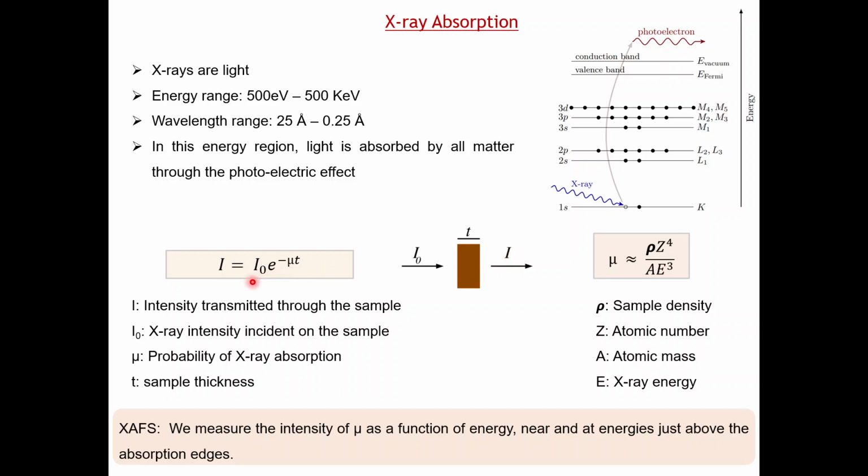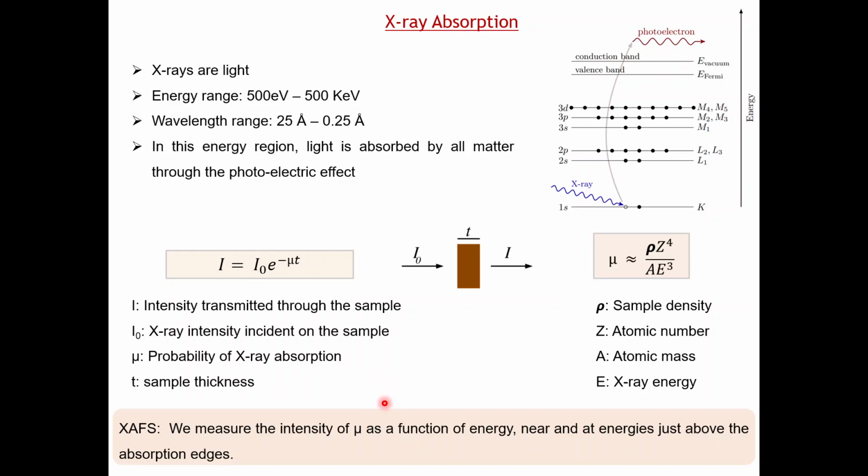So from here, I equals I0 e to the power minus mu t, where I is the intensity transmitted through the sample, I0 is the X-ray intensity incident on the sample, mu is the probability of X-ray absorption, and t is the sample thickness. We are all familiar with this Lambert-Beer's law, where mu depends on rho, the sample density, atomic number, atomic mass, and X-ray energy.